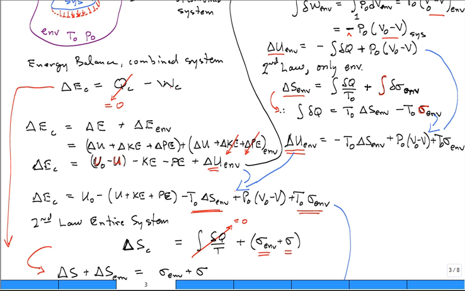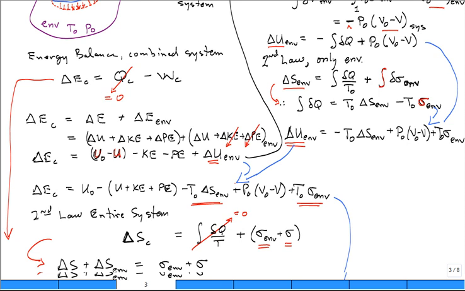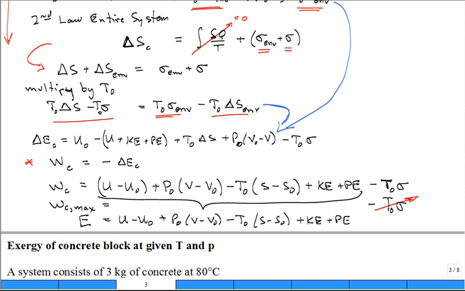So the negative work out of the combined system is the change in the energy of the combined system. We now have an expression for the change in energy of the combined system, so we can put it into here. And now we have the work out of the combined system is equal to a change in U plus P naught times a change in V, minus T naught times a change in S, plus kinetic and potential energy, minus T naught times the entropy generation due to irreversibilities. So what we find is this is a group of properties. All of these are just properties plus the kinetic and potential energy.